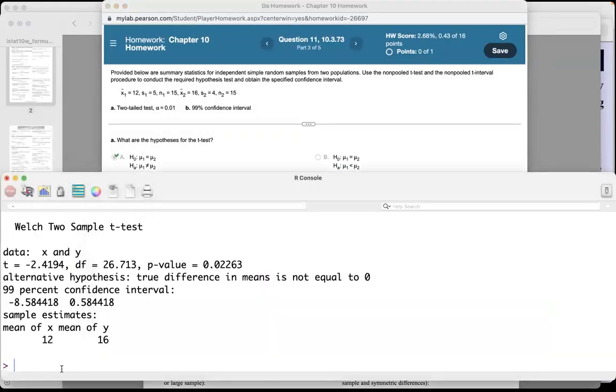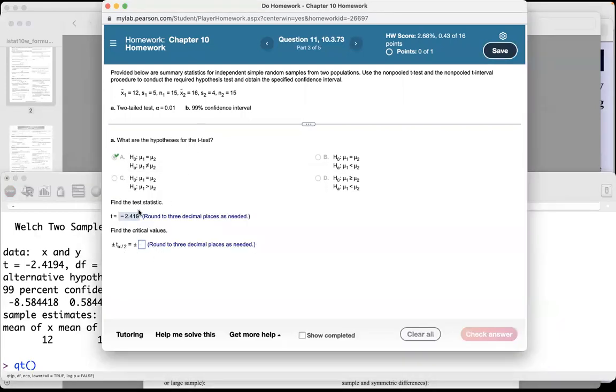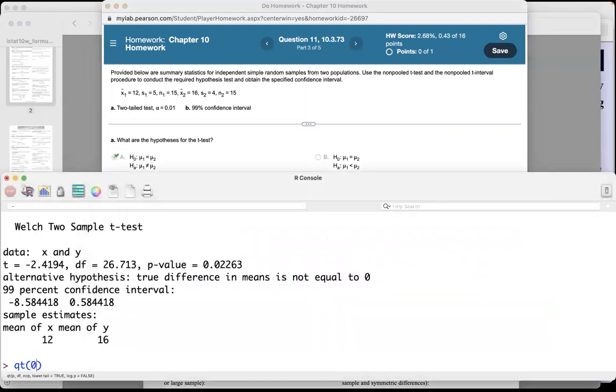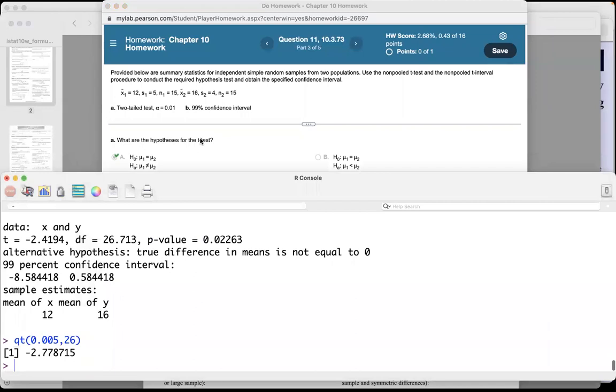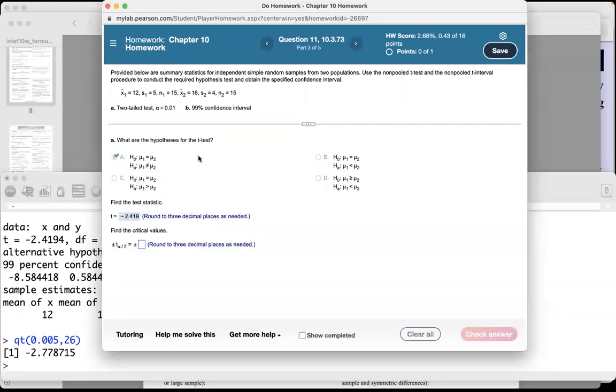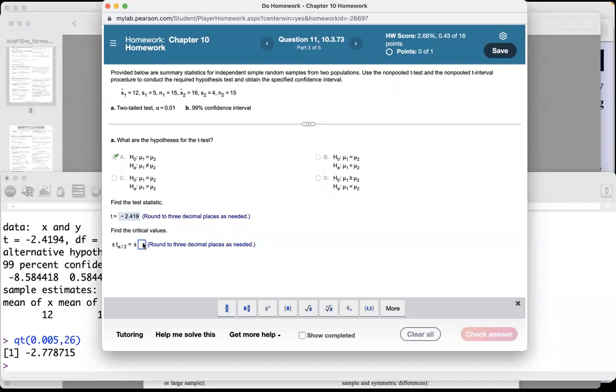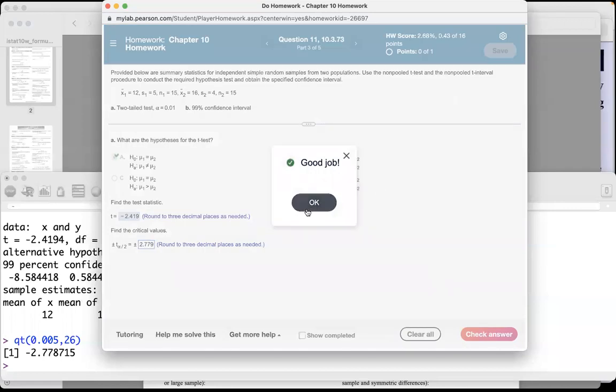So here I'm going to have to go back and find critical values for our alpha is 0.01, so this will be 0.005. We have 26 degrees of freedom, because again, we take this degrees of freedom when we round down. And so since this is two-tailed, we're going to have two of them. We're going to have plus or minus 2.779, rounded to 3 decimal places. And so those should be our critical values.